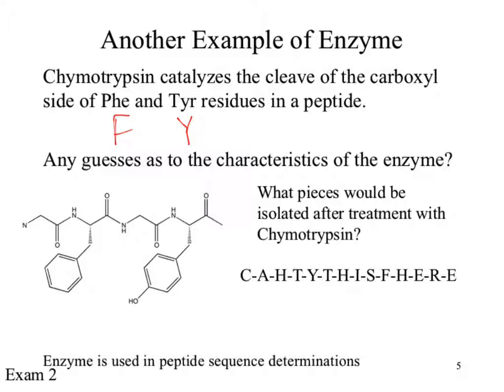Okay, where's the carboxyl versus the amine side on our protein? Our carboxyl's on the far right. The far left is our amine side. So if we were going to go through and cut, where do we cut? Right of the Y and right of the F. Make sense? Okay.